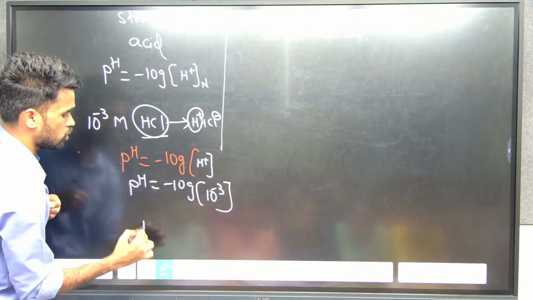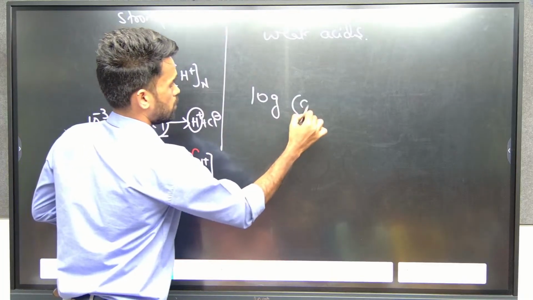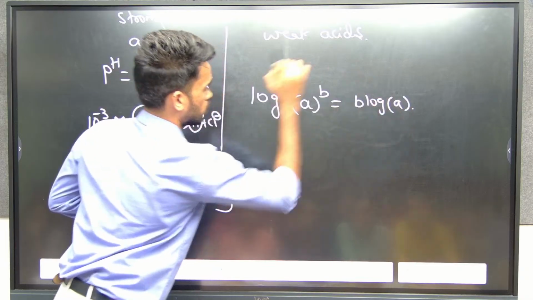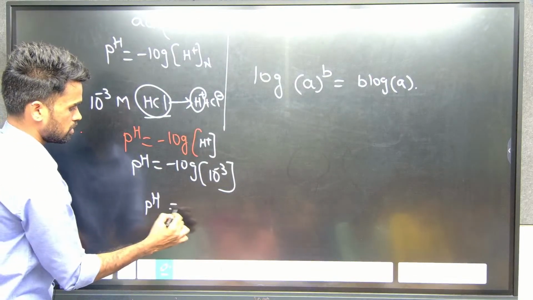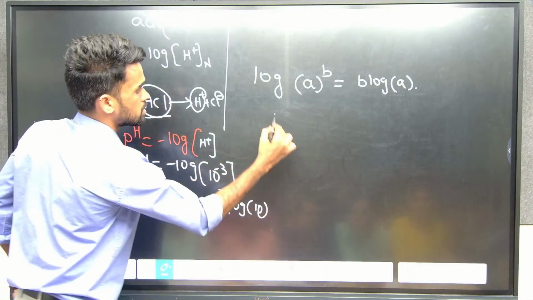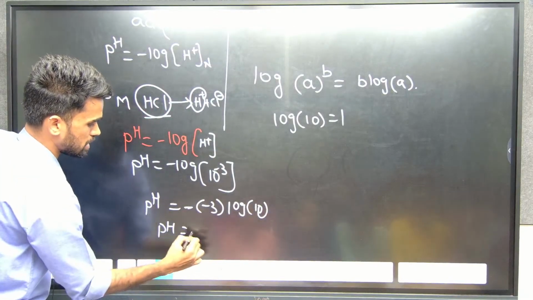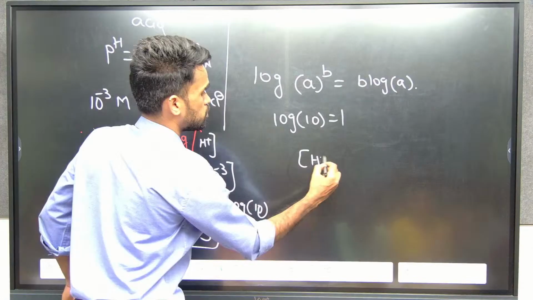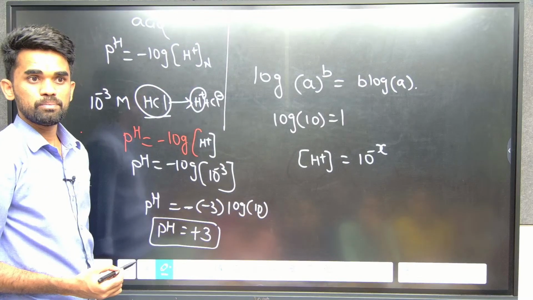So pH becomes how much now? I hope you know the basic thing that log a power b means b log a. Now what can I write here? 10 power minus 3 is there, so minus is already there. This is minus 3 log. So log 10 is 1. So I can write pH equals minus of minus, plus 3. Now I will tell you one simple trick. If concentration of H plus ion is given as 10 power minus x, then pH is x.